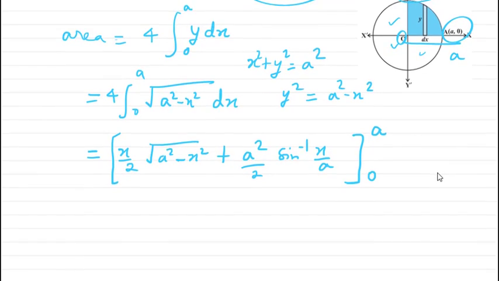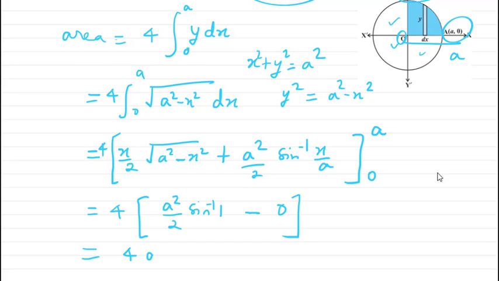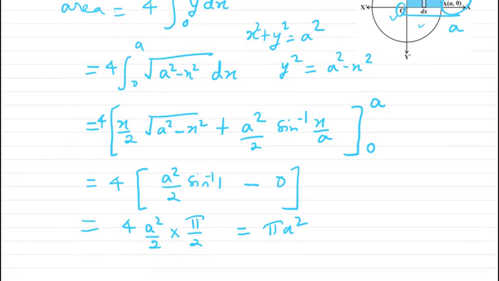Now simply put the values here, so you will get the area, and you have a 4 also here. So it is 4, then x is a, so this first term will become 0, and the second term, a square by 2 sine inverse x by a, will give you sine inverse 1. Then minus this term will become 0, another one will also become 0, so you will get this thing only. Then it is 4, a square by 2 will come as it is, and sine inverse 1 is pi by 2. So overall you will get pi a square, and you know the area of the circle is also pi into radius square. And always remember to write square units. So this is the way how to find out the area.